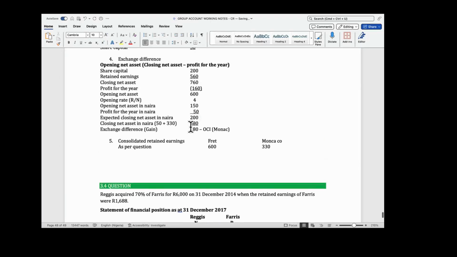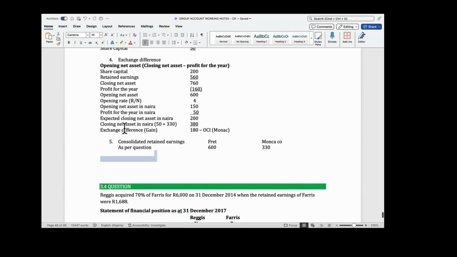Are we going to add the exchange difference to that of Monarch? Ordinarily, it is a gain of Monarch, but we can't add it here because it's an OCI item. It goes to a separate reserve in equity. You don't mix it up with retained earnings. That's the only reason why it's not going to come here.